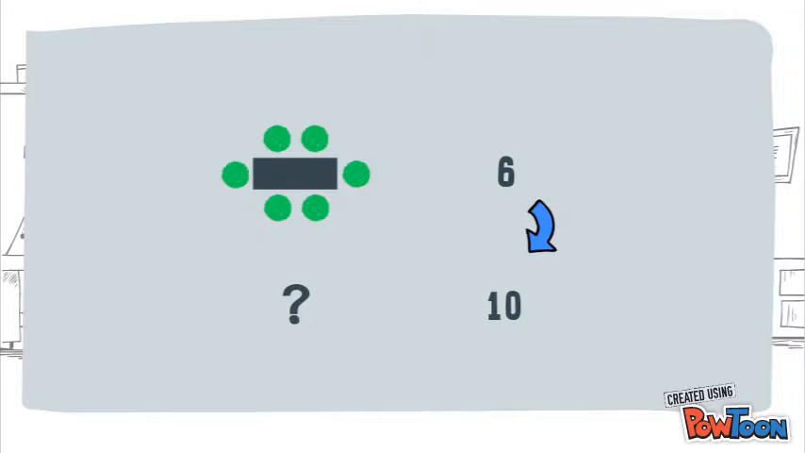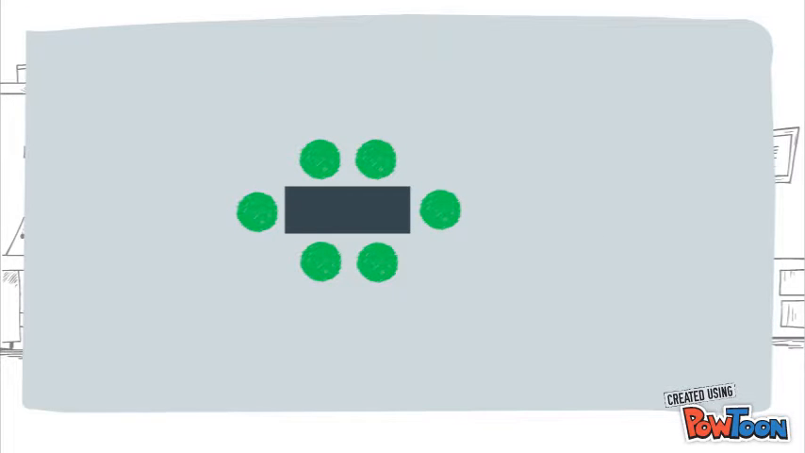The first term is 6. 6 represents the number of people sitting around the table. Hence, one table could fit 6 people. Now, how do we get from 6 to 10? Now, what happens when you add another table?